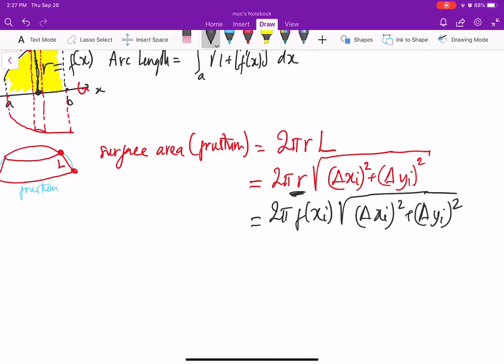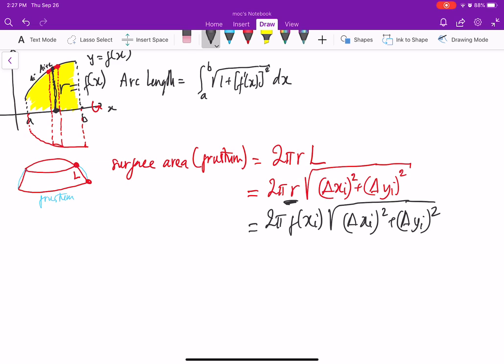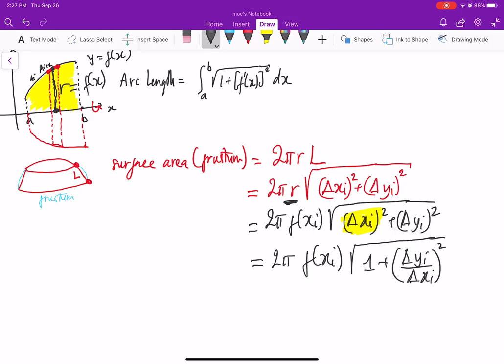And we do the same trick as for the arc length formula. Now we will pull delta xi squared out of this square root. We will get something like this: 2 pi f of xi times the square root of 1 plus delta yi over delta xi squared, times delta xi.